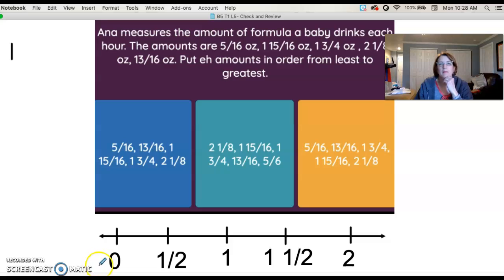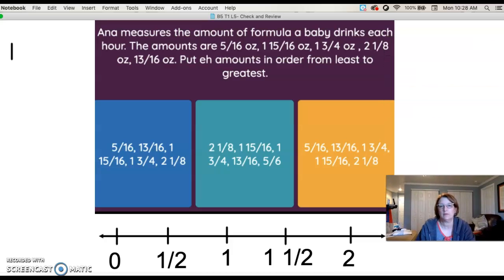Anna measures the amount of baby formula a baby drinks each hour. The amounts are 5/16 of an ounce, 1 15/16 ounces, 1 3/4 ounces, 2 1/8 ounces, and 13/16 of an ounce. I'm trying to get myself here out of the way. Okay, so let's start with 5/16. 8/16 is half. So 5/16 has to be less than half.